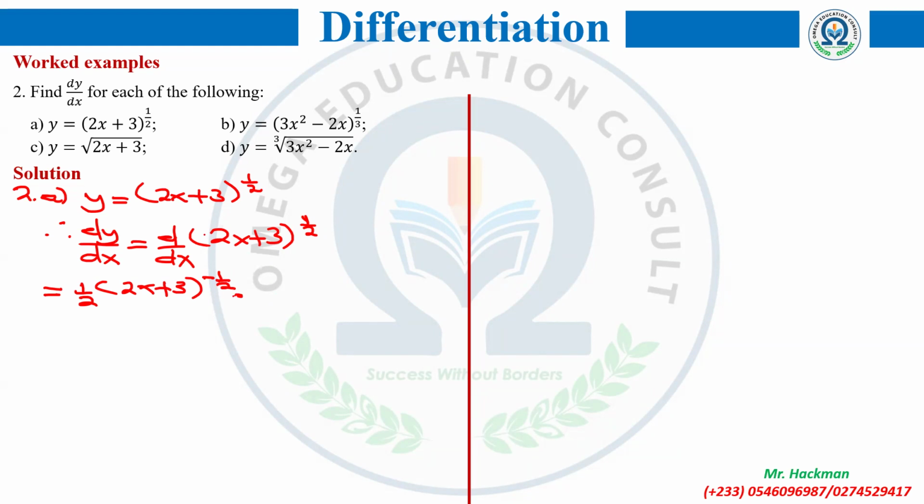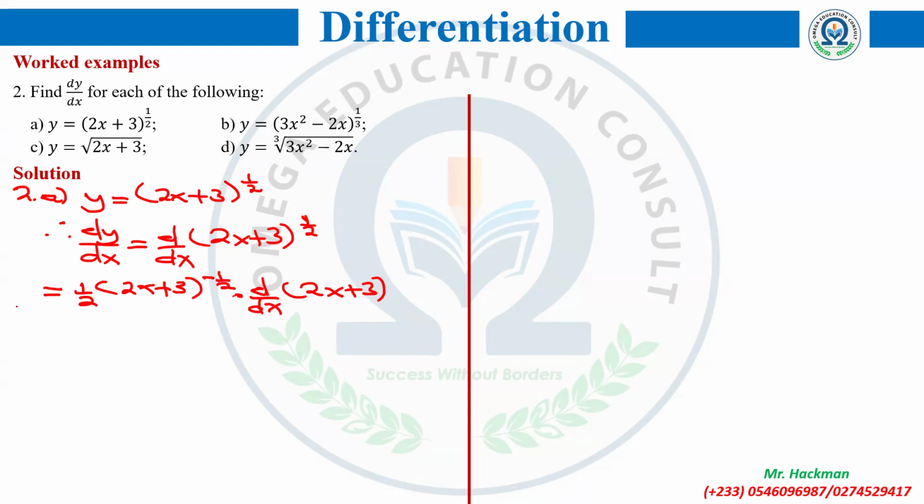Times the derivative of the function raised to the power, you remember. So d/dx of what? The function that you have in brackets, which is your 2x plus 3. All correct, my professors? Yes, please. So that is the rule.